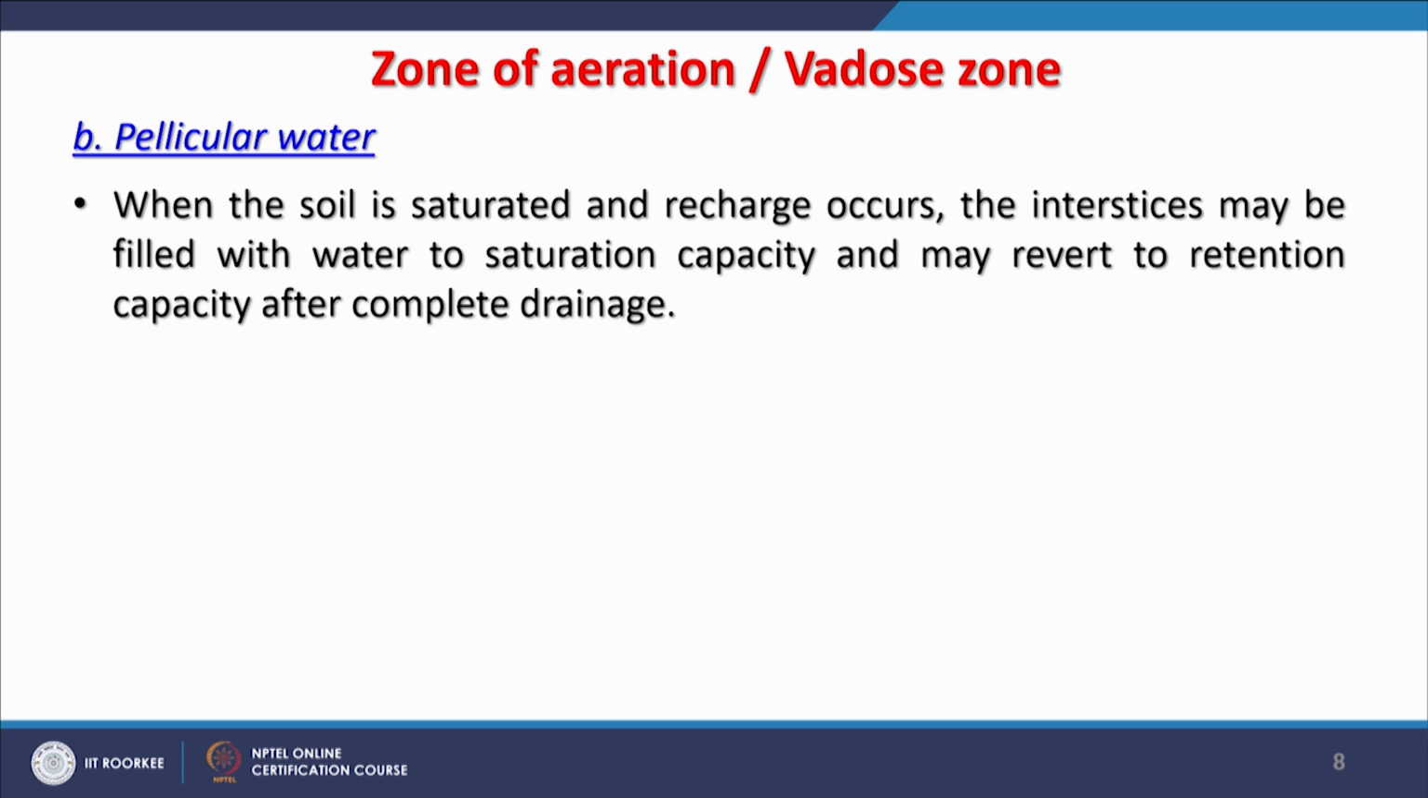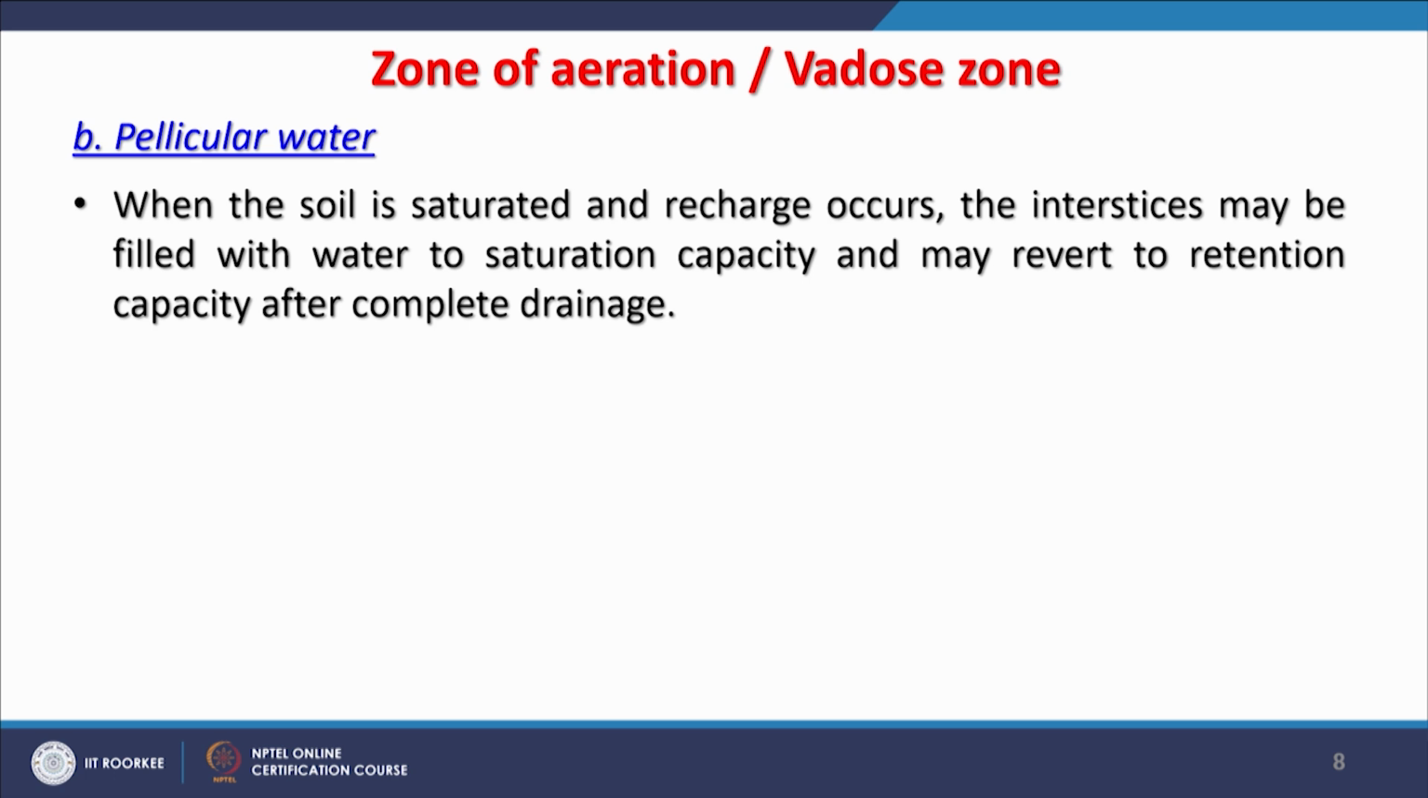When the soil is saturated, as happens in the monsoon season or with over-irrigation, and recharge occurs, the interstices may be filled with water to saturation capacity, and they may revert to retention capacity after complete drainage.